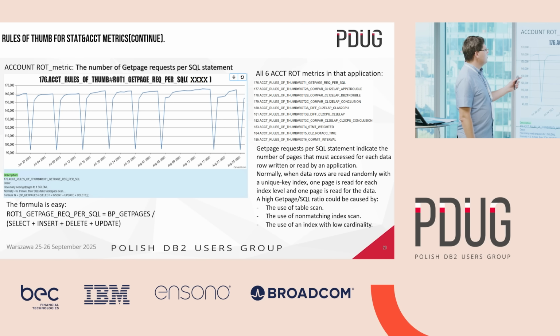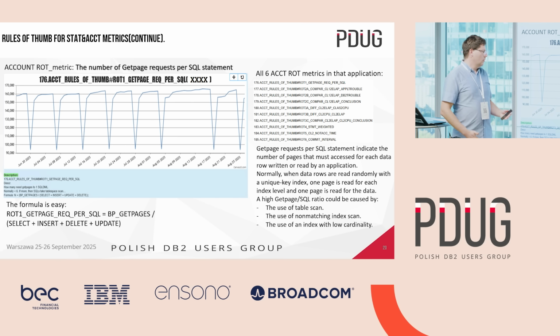In this chart, accounting rules of thumb: the number of get page requests per SQL statement. Get page requests per SQL statement indicates the number of pages that must be accessed for each data row written or read by the application.